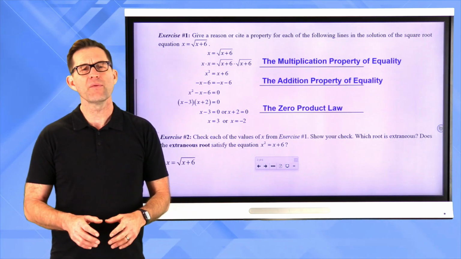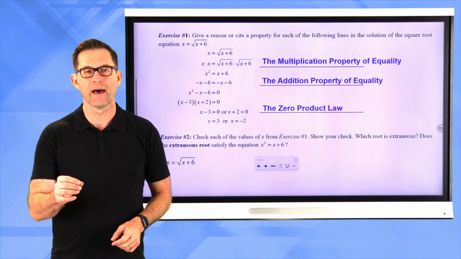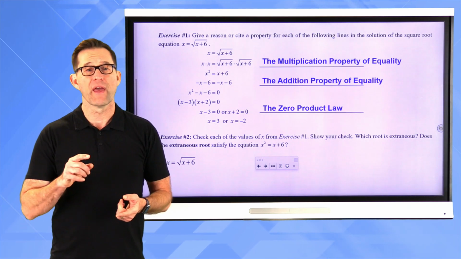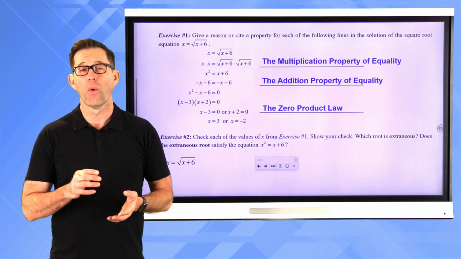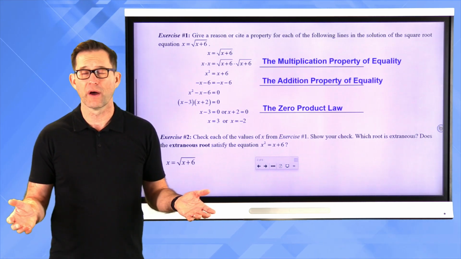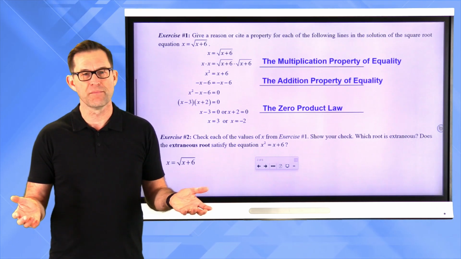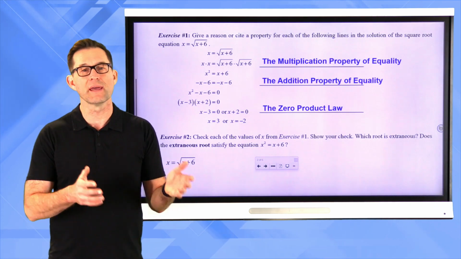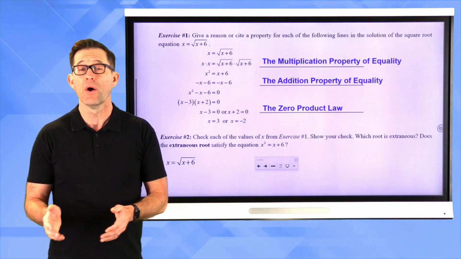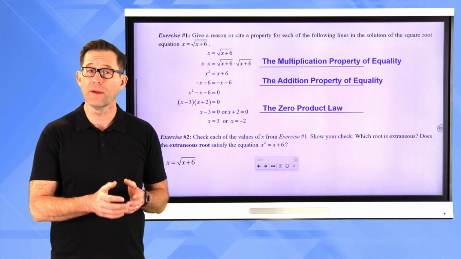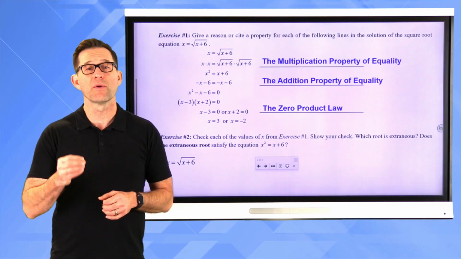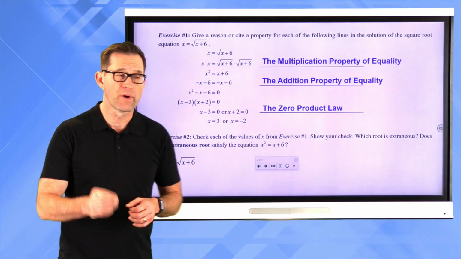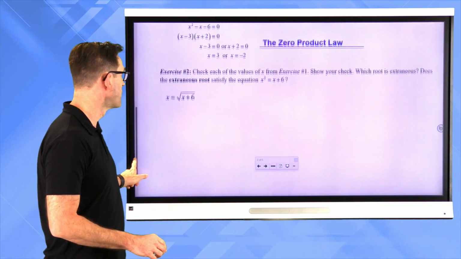Now, the important thing is that every step in solving an equation can be justified with a property of real numbers or a property of equality. With the whole idea generally being, you can do anything that you want to an equation as long as you do the same thing to both sides of the equation, or if you're only manipulating one side of the equation, you're doing it with properties of real numbers. Now, let's take a look at exercise number 2.